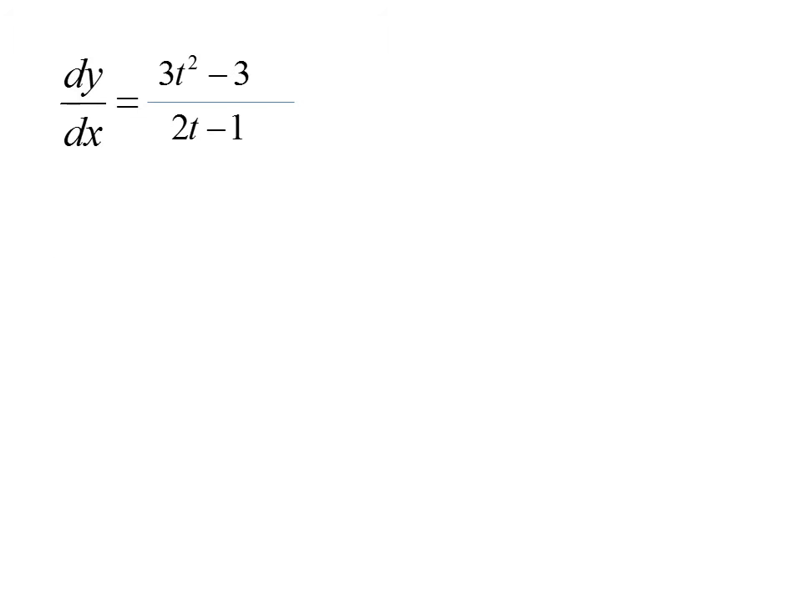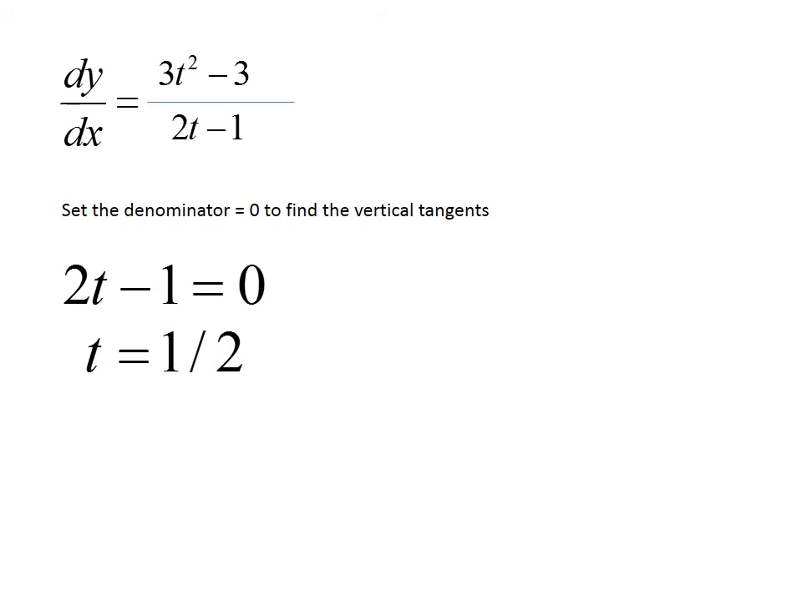Now, to find the vertical tangent, I have to set the denominator equal to 0. And then once again, I take those values of t and find my x and my y coordinates.